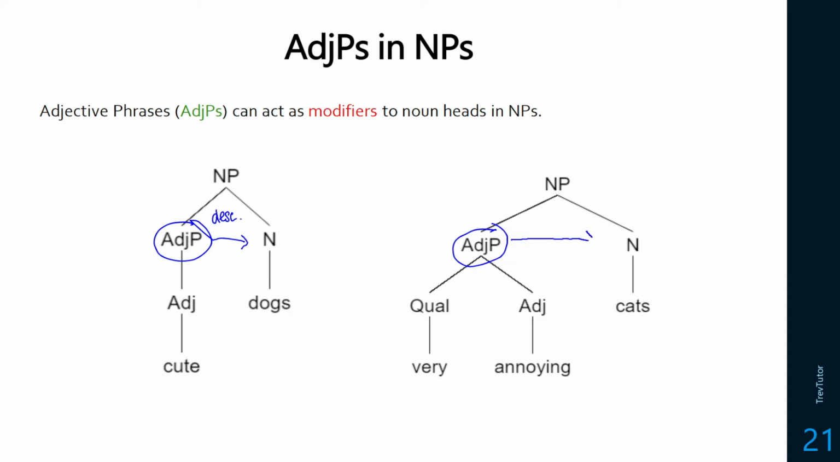So the cats is going to be the noun, the head noun of our noun phrase. The adjective phrase goes under the noun phrase and beside the noun because the adjective phrase is describing that noun. And then within the adjective phrase, we know there's structure. We know annoying is the adjective, and we know the qualifier very is going to be describing annoying. So this is how we can visualize some pretty basic noun phrases.